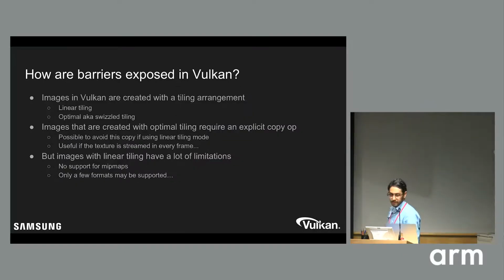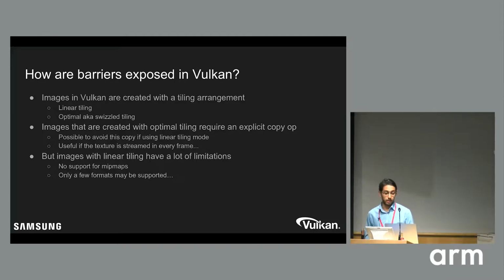So images in Vulkan are created with a tiling arrangement. I had a specific tiling arrangement written there before, but that's not really correct. So you've got linear tiling, which basically means row major order, and you probably have some padding there as well. And the other flag that's exposed in Vulkan is known as optimal, aka swizzle tiling. What this means is that the image is laid out in a GPU-dependent arrangement, which can be more efficient for specific use cases. For example, for bilinear filtering, it can be laid out in a specific way which makes it more efficient for 2D access.